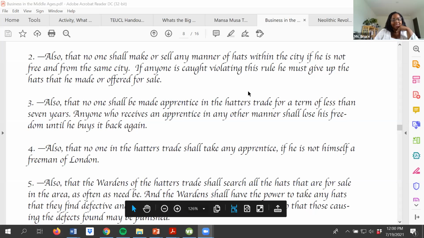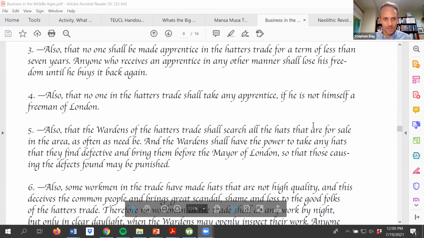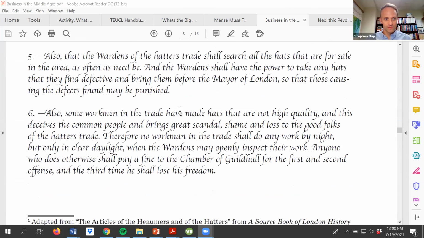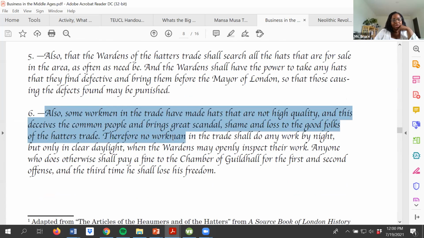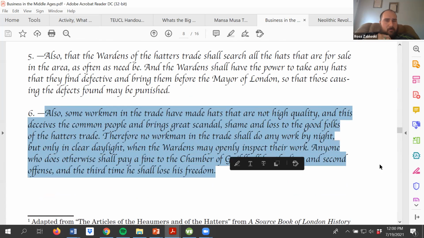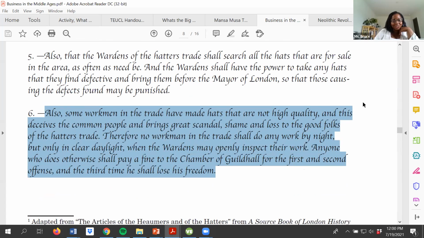Did you hear the strong language they used to talk about the hat quality? What did they say exactly? They said don't work at night, there are limited hours. Yeah. And defects are punishable. They said it brought shame on the whole industry. Yes, scandal, shame, and loss to the good folks of the trade. Yeah, and it deceives the common people.